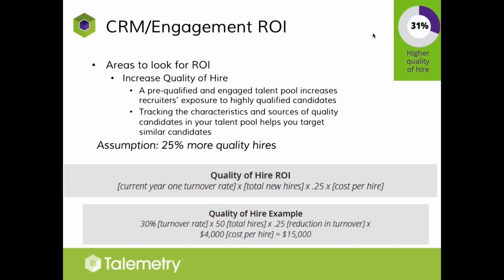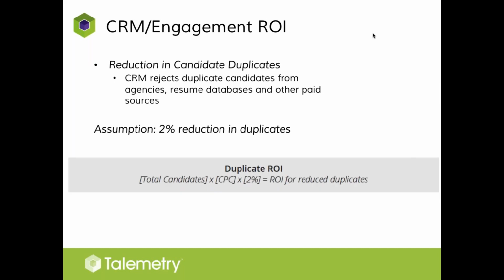But in this example, we've got $15,000 in increased value from increasing our quality of hire, right? And so if you're hiring 500 total hires a year, that becomes $150,000. It's really a matter of scale in terms of what you end up with when you run these calculations.